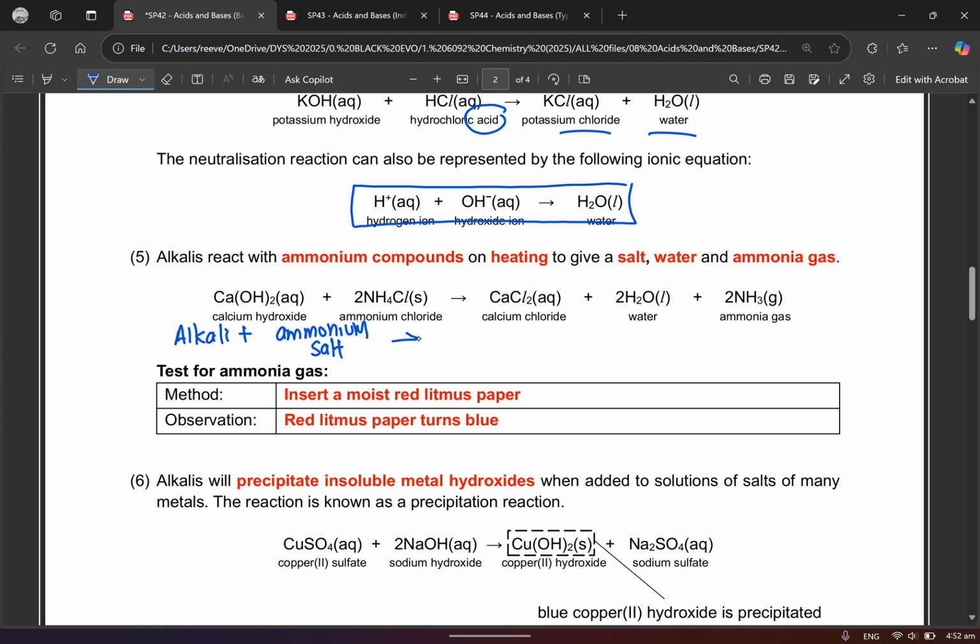When you put these two things together, you'll get salt, ammonia, and water. Okay, I put a star. It's very important, this equation. Okay, later you'll know why. So when you put these two things together, you get three things out of it.